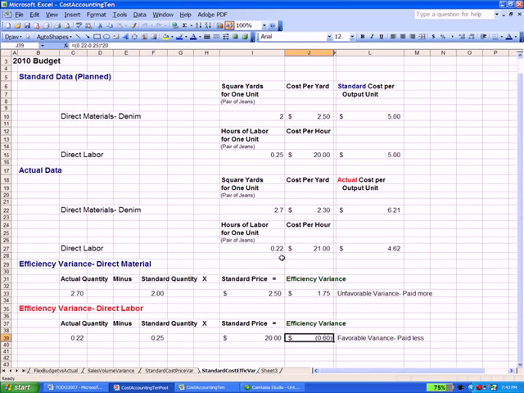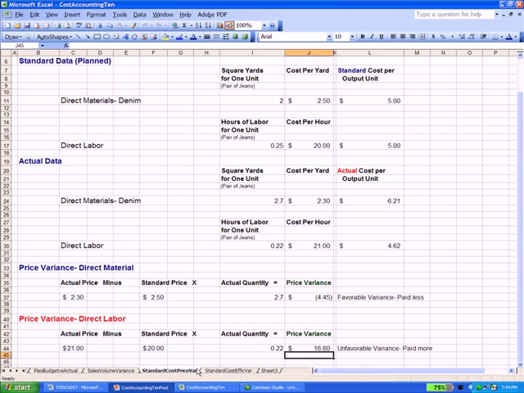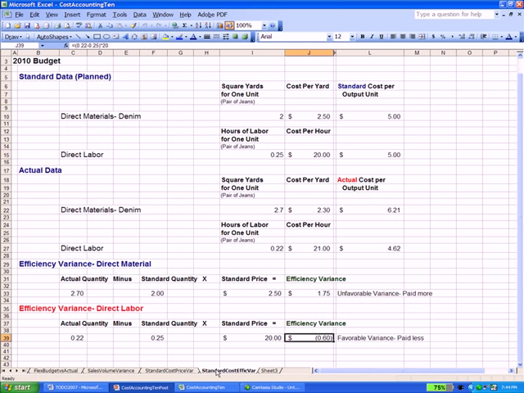On the labor side, the efficiency variance, we actually used 0.22 hours. We expected to use 0.25. Multiply that by our standard price, and you see we have a favorable variance, a negative number, by just a little bit, because we used just a little bit less direct labor. So again, the price variance has to do with differences in prices. The efficiency variance has to do with the amount of stuff that you use. That's the way to remember these two variances.